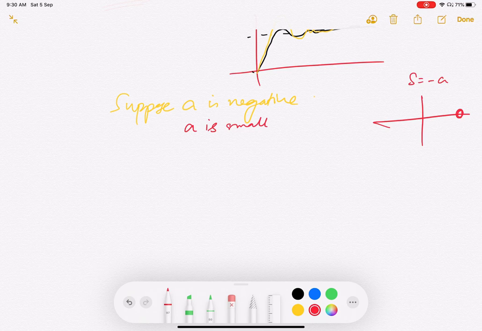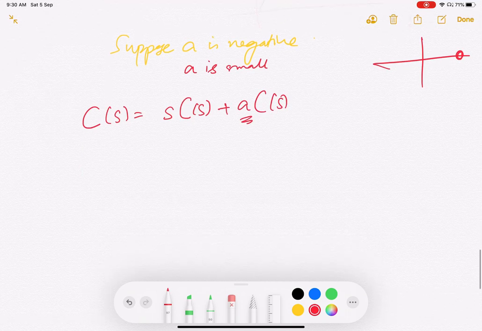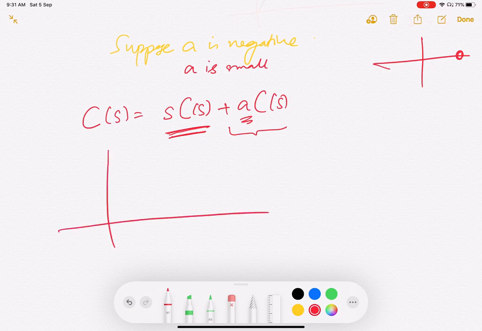Now what is going to happen is that the response C(s), which was s C_u(s) plus A C_u(s), now with A negative, and suppose that this derivative term is larger than the scaled response. Then your overall response is going to follow the derivative response first in the beginning, and then it will follow the scaled response as the derivative term reduces. So your response is going to be something like this.